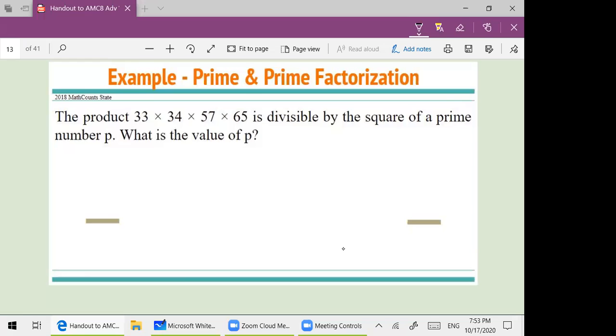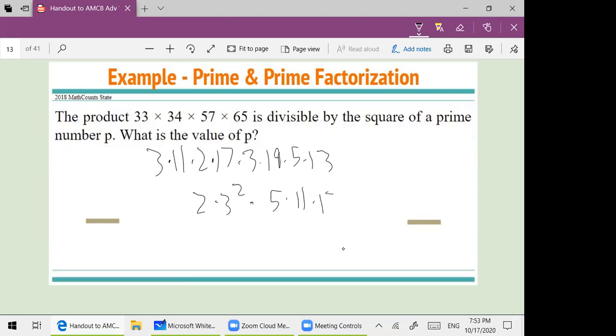Okay, so we can prime factorize each individual component into this. And so when you write this out, it becomes, and this makes it clear that the only prime that has a double factor in this is 3.